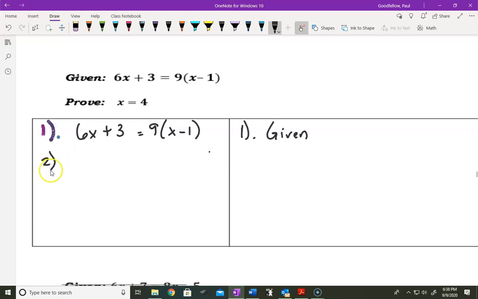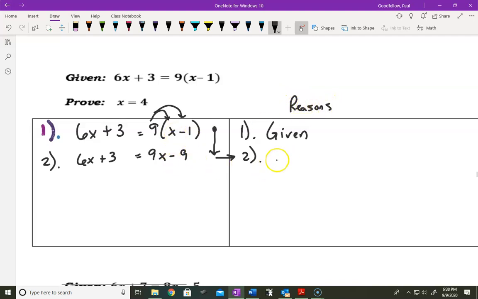Number 2, well, you've got some choices here. What would you probably do next? Most people would probably say, well, the 9 needs to be pushed through, and I'd get 6x plus 3 is equal to 9x minus 9. What property up there allowed you to go from step 1 to step 2? You tell me the why in the reasons. Well, the property that allowed me to do that was called the distributive property, okay? So you're really explaining what the process is all about.